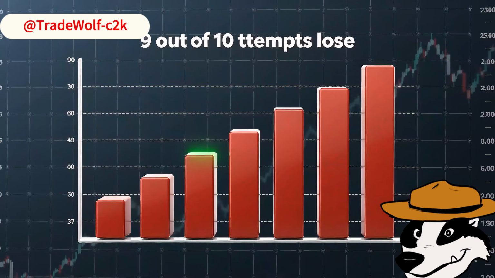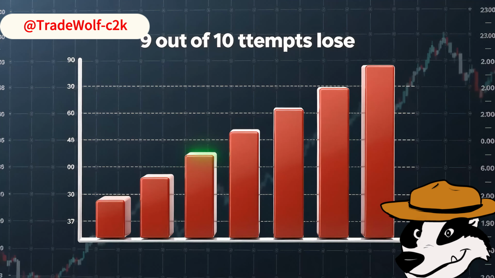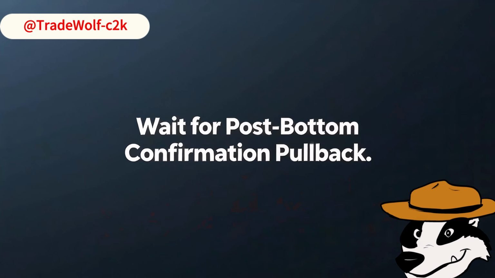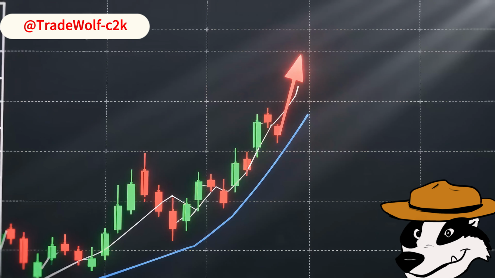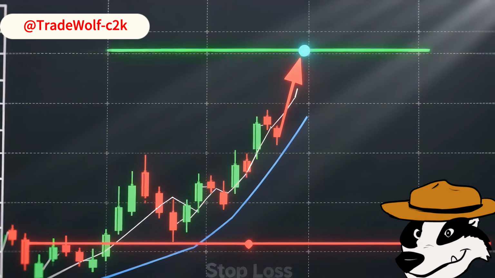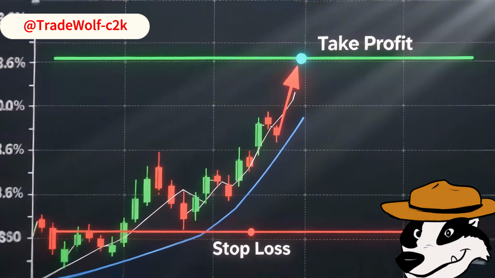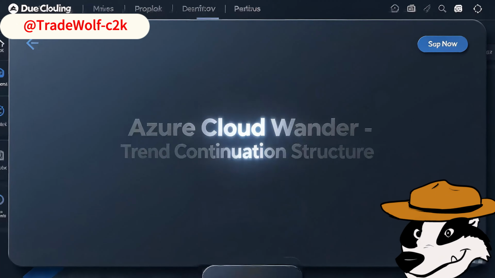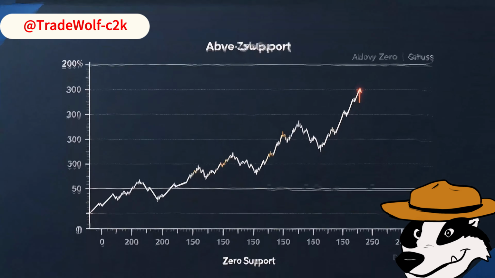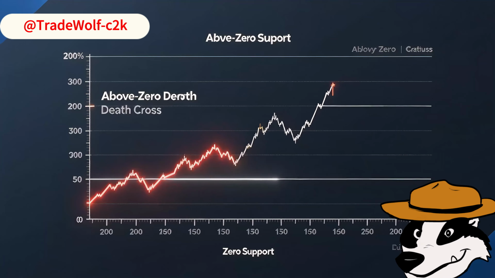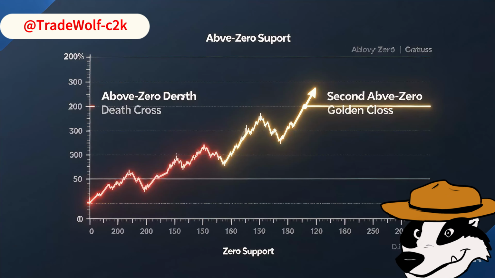Shrinking bear histograms do not guarantee a bottom. Bottom hunting carries high loss odds. Professionals wait for confirmed pullbacks. Enter long at the 50% Fibonacci retracement bull candle after bottom confirmation, with structured stops to eliminate unnecessary losses. Concluding the Duckling Surfing Water rules, our final institutional pattern, Azure Cloud Wander, covers mid-rally consolidation and trend continuation.